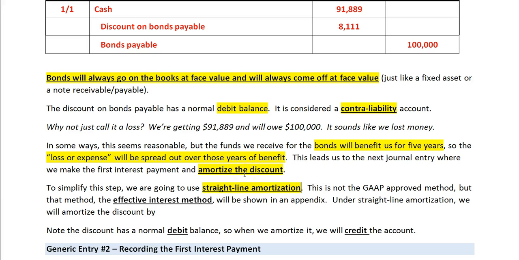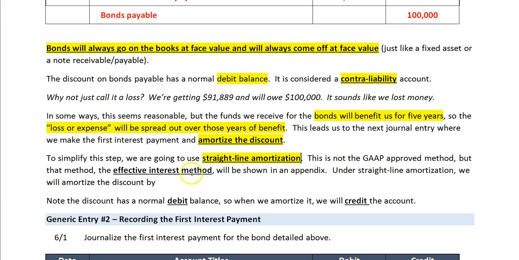Alright, so straight line amortization is not the GAAP approach. So what we're learning here is not the GAAP approach. I'm going to put in the appendix to this chapter the GAAP approved method, which is the effective interest method. But for this one, we're keeping it simple and using straight line amortization. GAAP allows us to use it if they don't produce material differences. But under straight line amortization, it's simple.